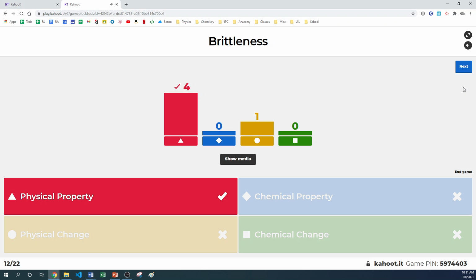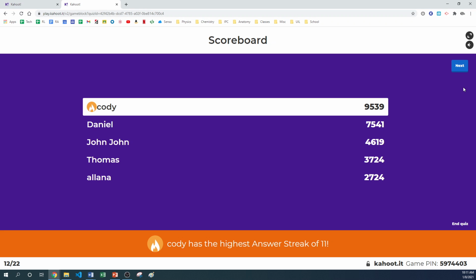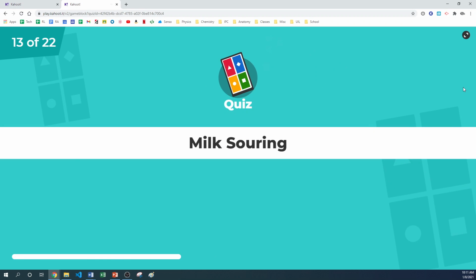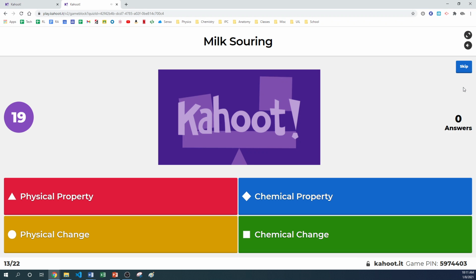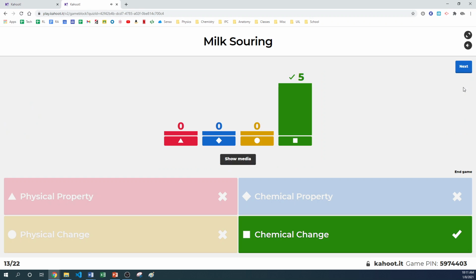If you bend glass and it breaks, it's still glass. Nothing is changing, though. It's just talking about brittleness. No. Milk souring. I chose sour. So if it said sour milk, that would be more of a property of the milk. But since it says it's souring, that's a change.